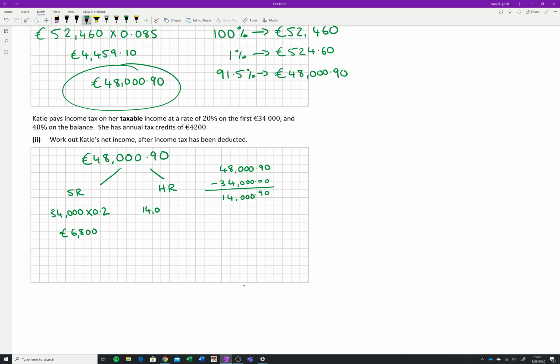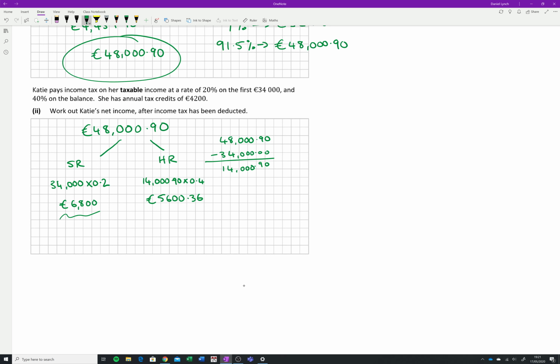So 14,090 gets taxed at 0.4 or 40%. So 14,090 multiplied by 0.4. So the government is going to be taking 5,636. So this is the tax you pay at the standard rate, and this is at the higher rate. So what we would call our gross tax bill is those two things added together: how much tax you pay at the lower rate and at the higher rate.